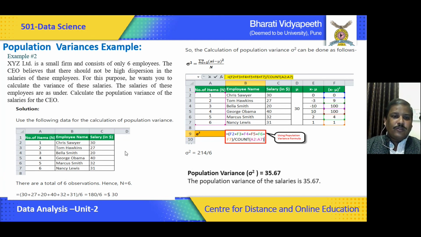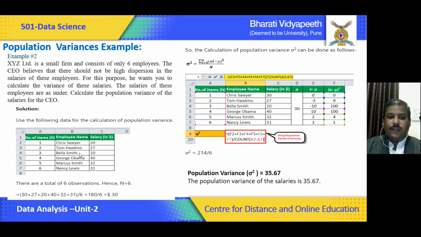Now these are the 6 employees we have and the salaries we have. You can see the values 1, 2, 3, 4, 5, 6, and we have an employee's name and their salaries in dollars: $30, $27, $20, $40. These are the salaries we have. Now there are a total of 6 observations. That means 6 employees. That means capital N is 6.